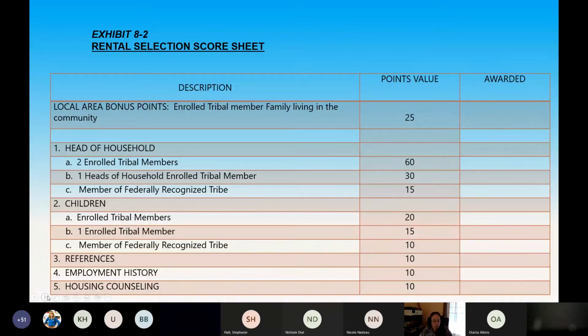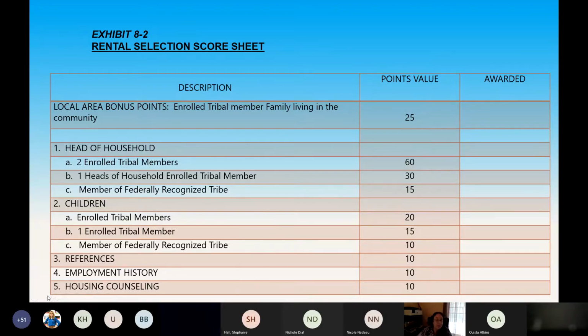Rental selection score sheet, okay? This is a sample. Local area bonus points. Enrolled tribal member family living in the community, 25 points. Head of household. Is there 2 enrolled members? 1 head of household enrolled, member of a federally recognized tribe. Children. Any enrolled tribal members? Members of federally recognized tribe. Do they have references? Do they have an employment history? Do they have housing counseling?